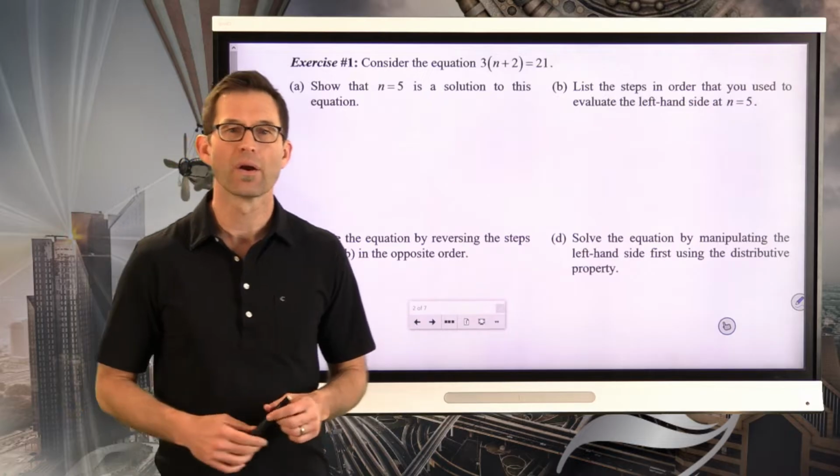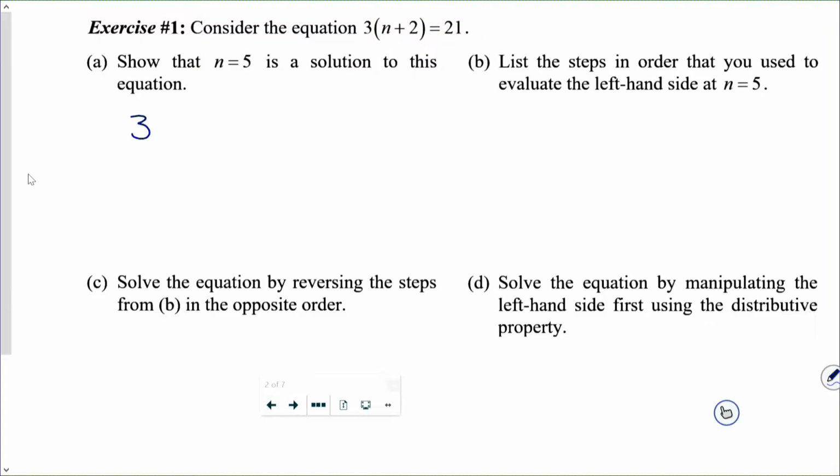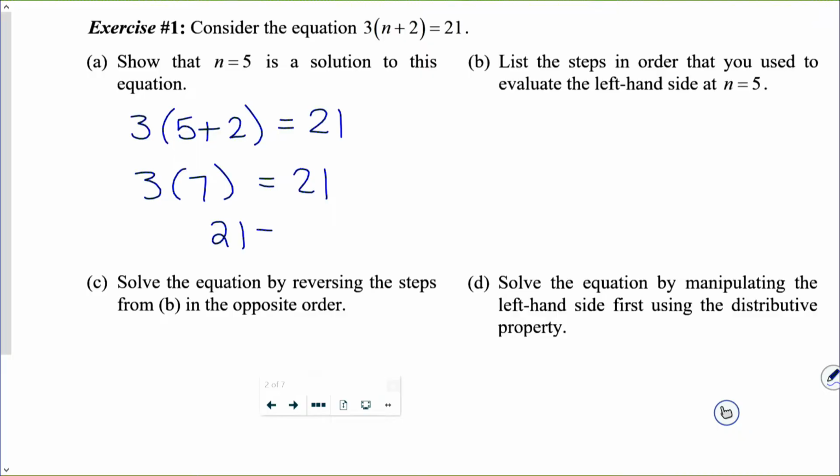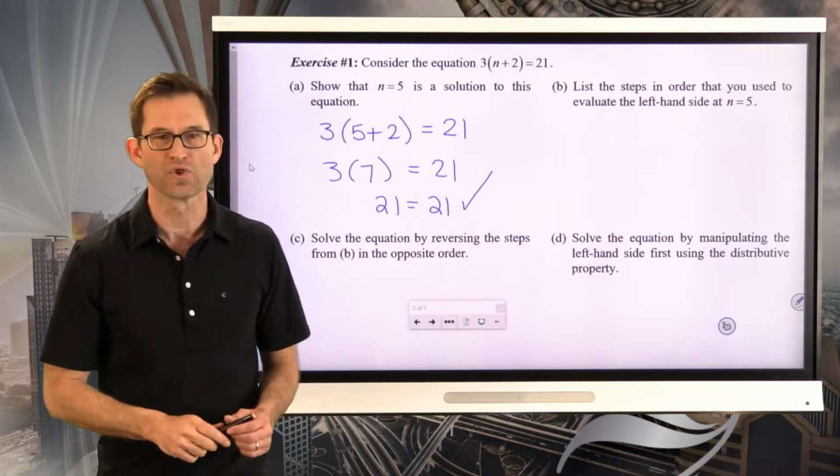Never hurts to remind ourselves how to see whether or not a particular value is a solution to an equation. So I'm just going to substitute 5 in for n in that equation. We get 5 plus 2, which is 7. Then we do 3 times 7, which is 21. And it definitely is a solution. True equation means it's a solution.